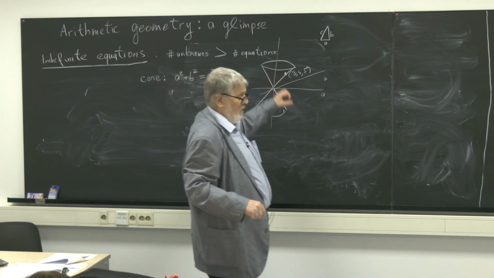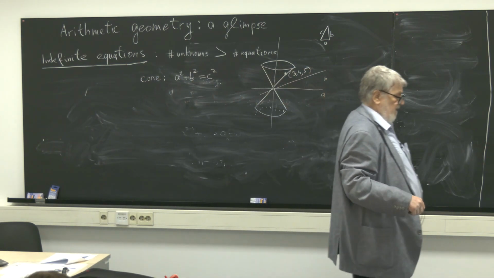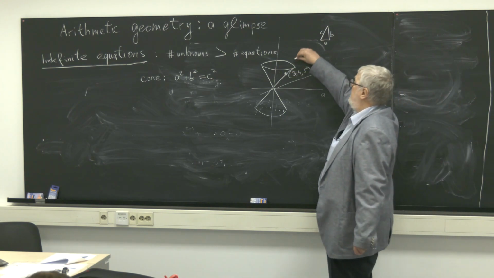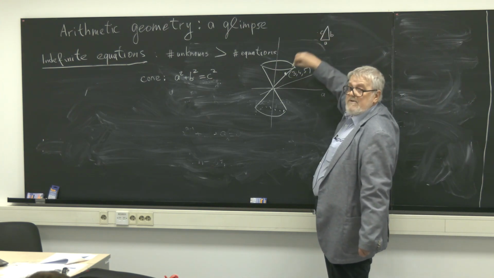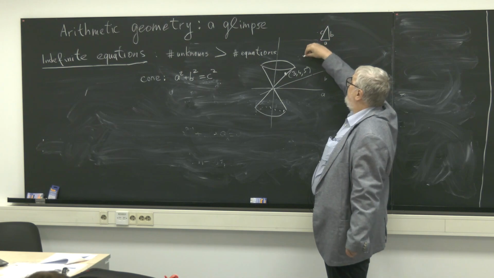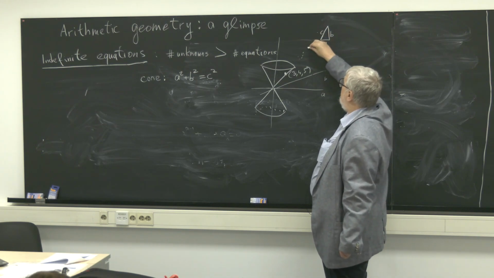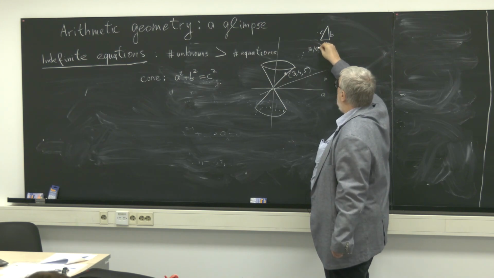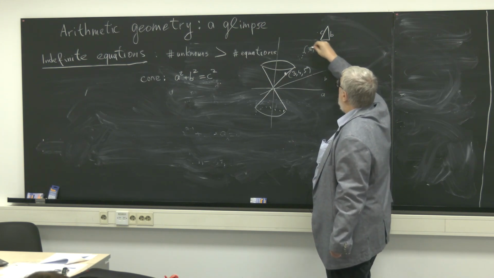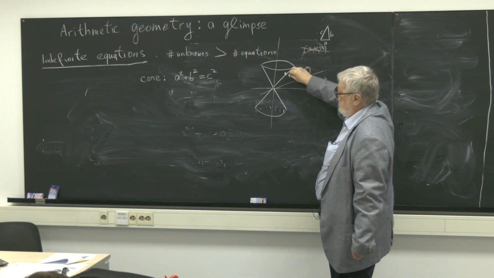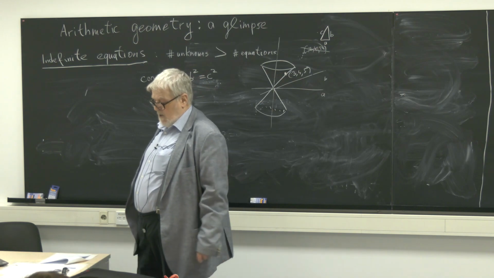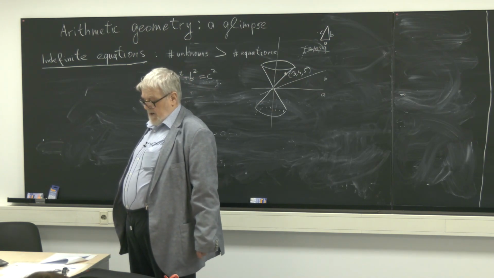So the cone is defined by a homogeneous equation. So there are certain non-interesting solutions like 30, 40, 50. We don't consider them. The primitive solutions are those for which the coordinates are coprime.